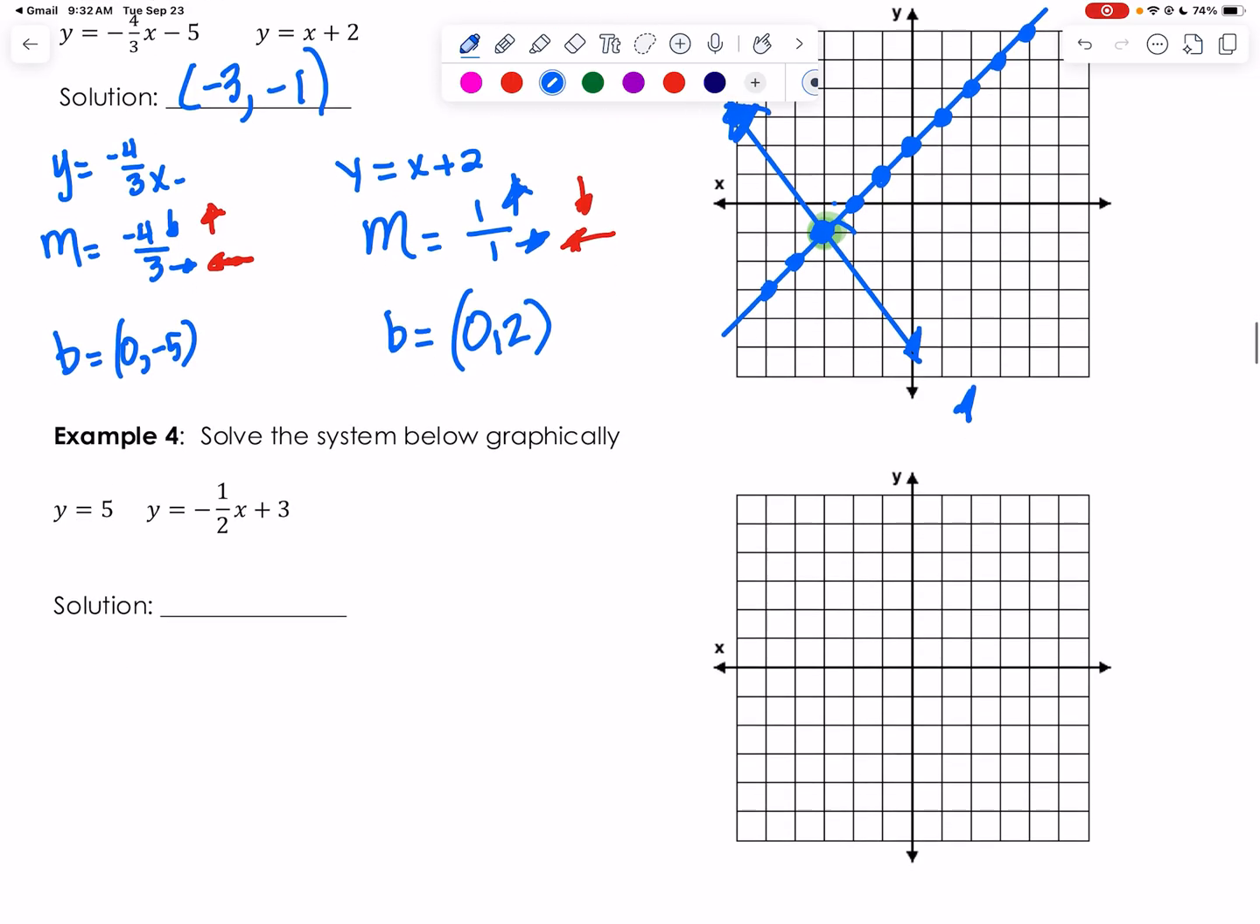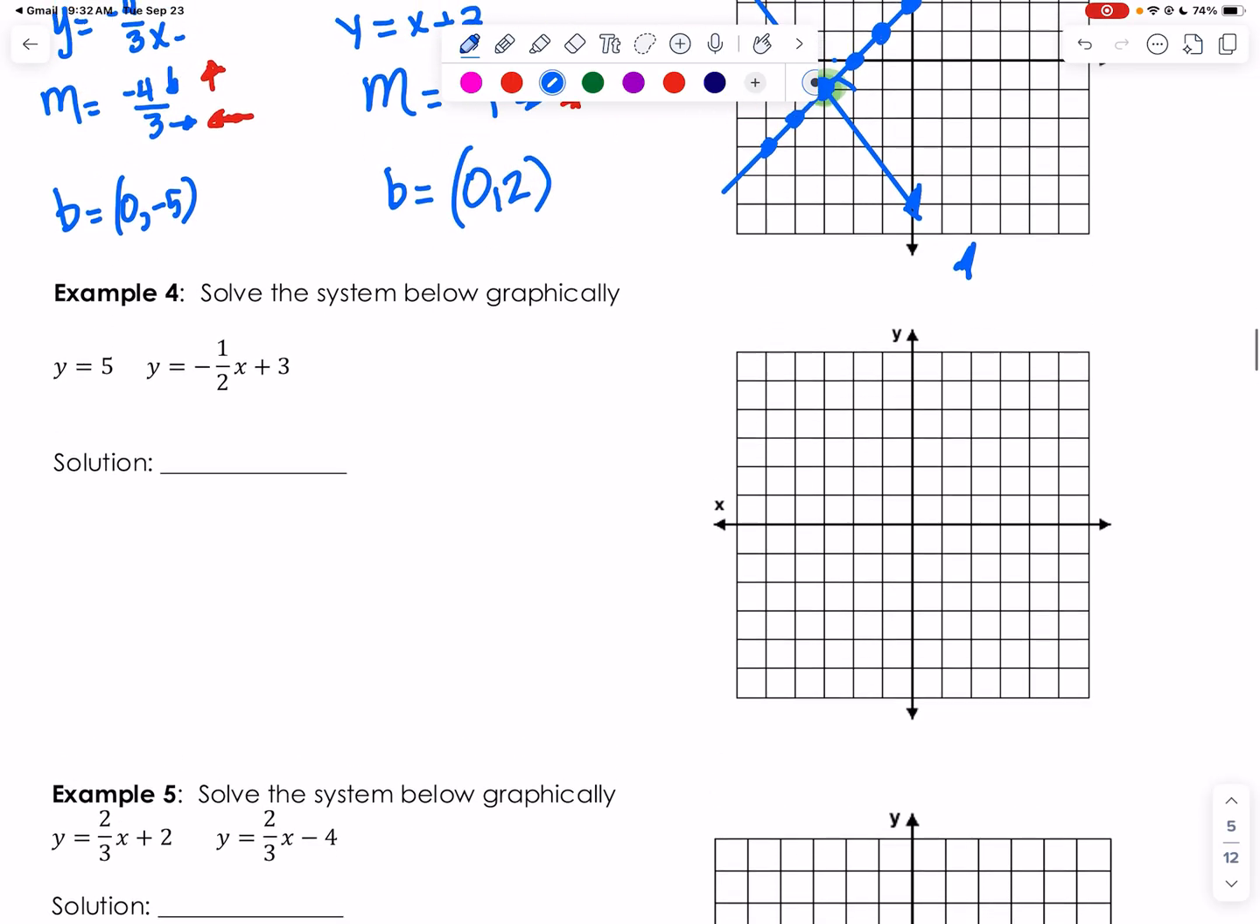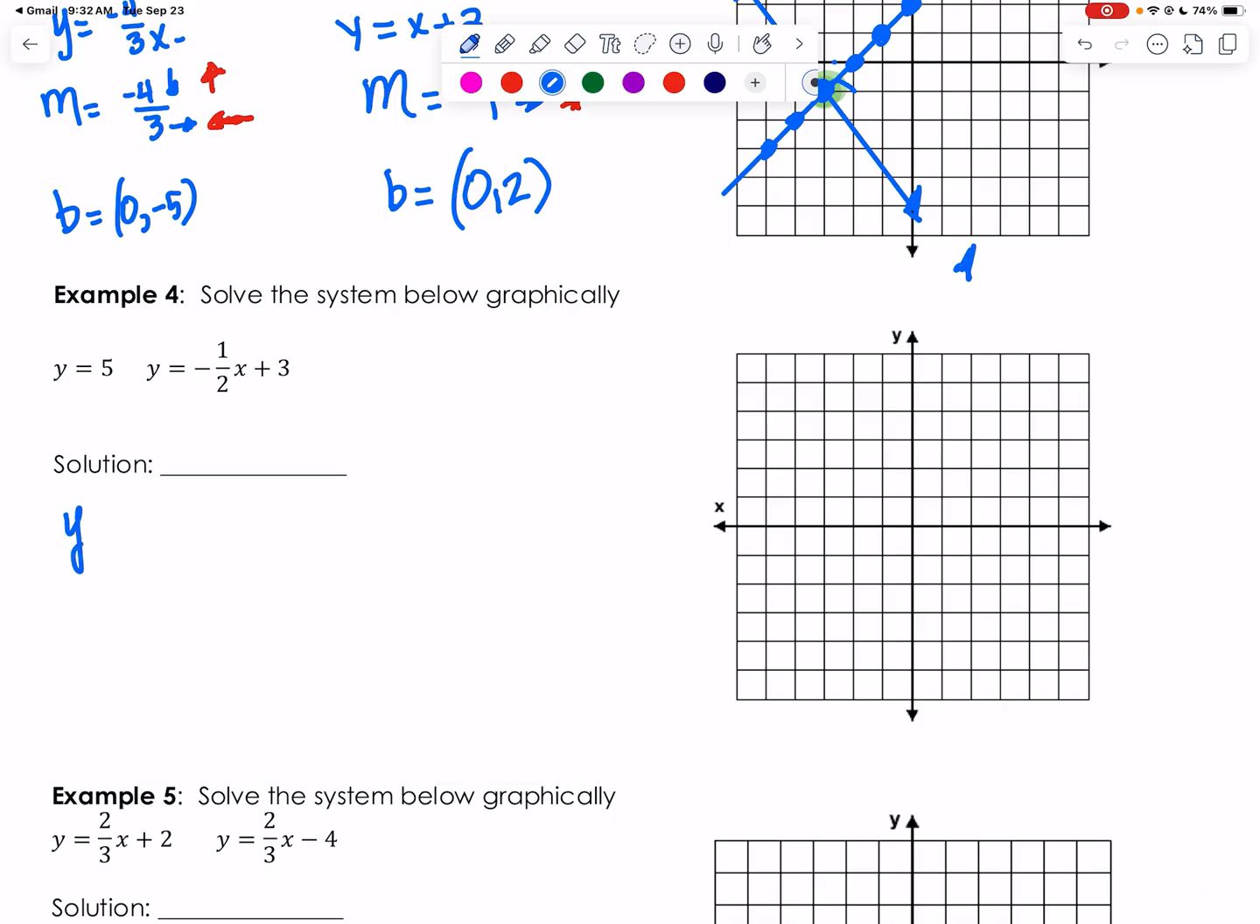All right, example 4. Solve the system below graphically. So our first line is y equals 5, which there's no x, so I could rewrite this as 0x plus 5. Okay, that means my slope is 0, and my y-intercept is the point 0, comma 5. So 1, 2, 3, 4, 5. So 0, comma 5 would be right here on the y-axis.